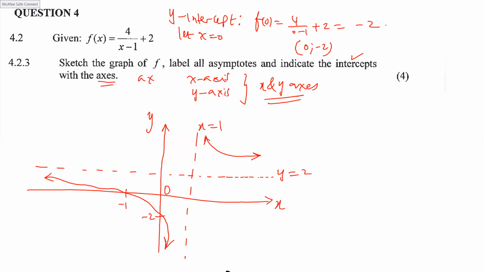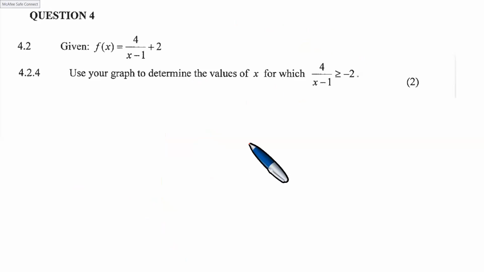Okay, so we have drawn the graphs and we're done. Next question. We also must be in a position to use your graph to determine the values of x for which this is the case. How do we solve an inequality like this, which involves a rational function? So let's continue with this one. How do we solve these?